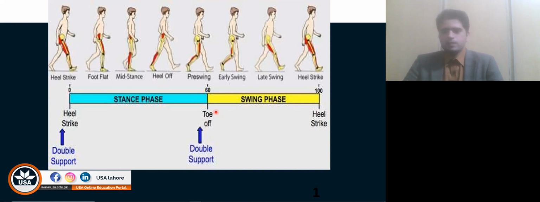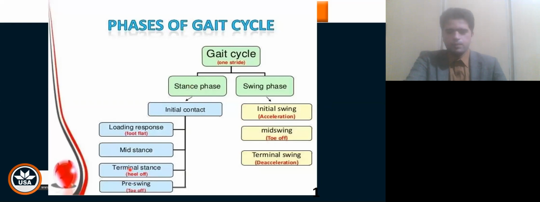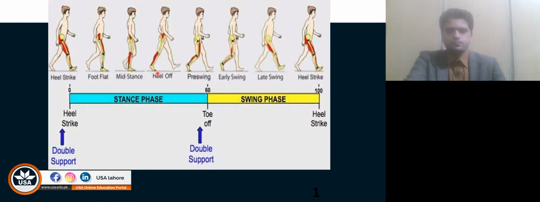Then comes the terminal stance. Terminal stance is also known as heel off. Notice the same foot. Here heel was on. Now heel will go off, or the heel off. This terminal stance or heel off is the period during which the weight of the body is transferred from the hind and midfoot regions onto the forefoot. It usually occurs from 30 to 50% of the stride and usually coincides with the beginning of the terminal double limb support.